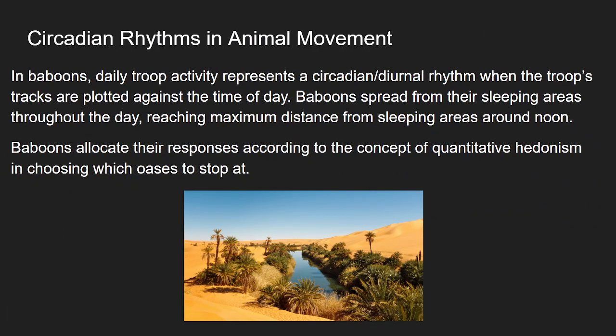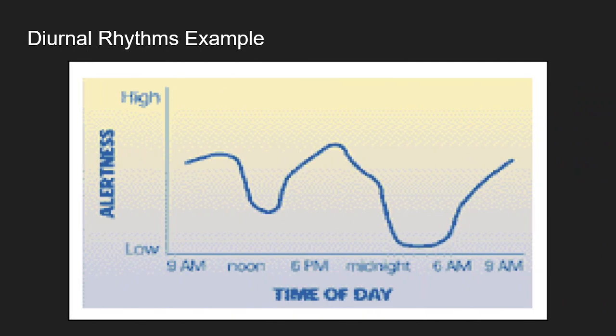So in baboons, troop activity is going to represent a sort of circadian rhythm when the troops' tracks are plotted against time of day. So baboons spread out from their sleeping areas and their sleeping trees and reach maximum distance from that area around noon, so midday. And baboons, as they're doing this, are going to allocate their responses according to this concept of quantitative hedonism. For example, choosing which oases to stop at. And this is an example of what a circadian rhythm might look like. This is not actually the baboon example. This is just an example of the pattern that it displays.